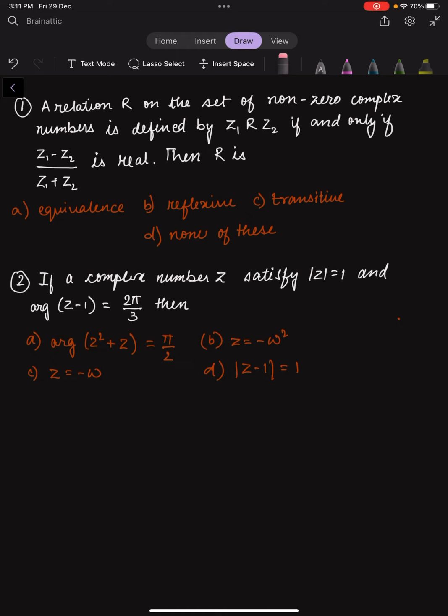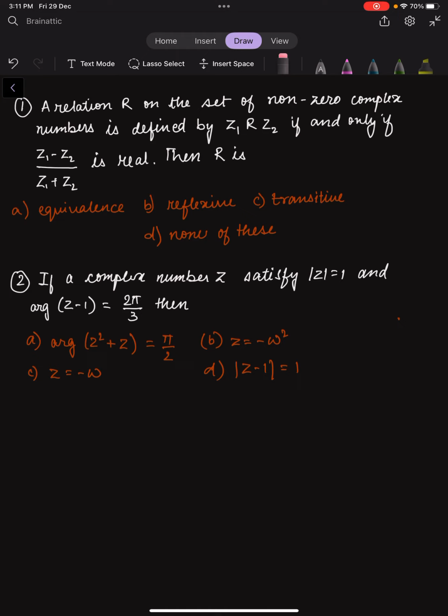A relation R on the set of non-zero complex numbers is defined by Z1 relates to Z2 if and only if (Z1 minus Z2) by (Z1 plus Z2) is real. Then R is A, equivalence, B, reflexive, C, transitive, D, none of these.